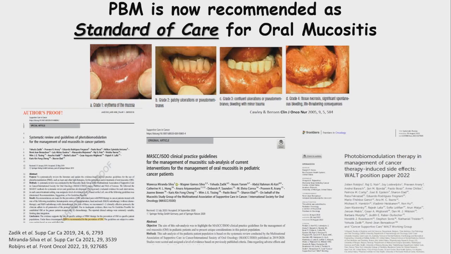And based on a systematic review and meta-analysis of 35 multi-center, placebo-controlled, randomized human clinical trials, the MASC, ISO, and WALT have put forth clinical practice guidelines recommending the use of photobiomodulation, both for prevention as well as treatment of oral mucositis. Your cancer patients can get this treatment before they start chemo or radiation. And this is based on, I'll show you some of the data, on the fact that we can increase the molecular resilience in the tissues that are going to be insulted or traumatized with the eventual cancer treatment.